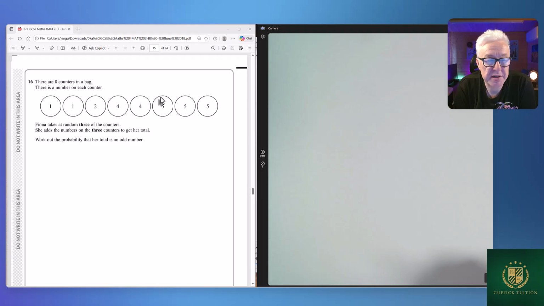There are 8 counters in a bag. There is a number on each counter. Fiona takes at random 3 of the counters. She adds the numbers on the 3 counters to get her total. Work out the probability that her total is an odd number.